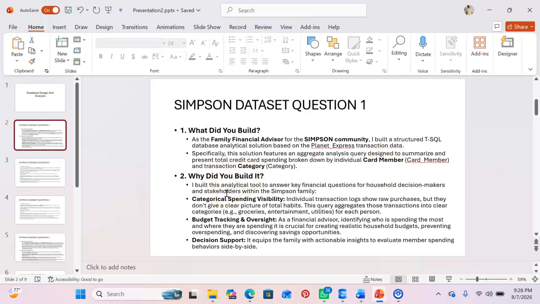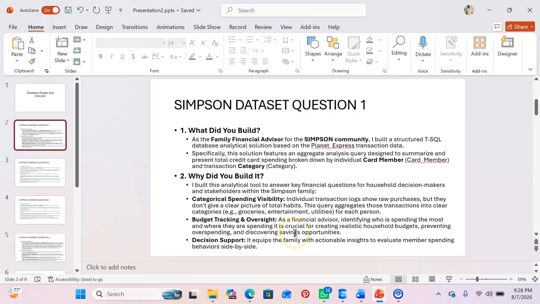So why did we build it? We built it because we want the analytical tool to answer key financial questions for household decision makers and also stakeholders within the Simpson family. Categorical spending visibility. Individual transaction logs show raw purchases, but they don't give a clear picture of total habits. So this query aggregates those transactions into clear categories like groceries, entertainment, and utilities.